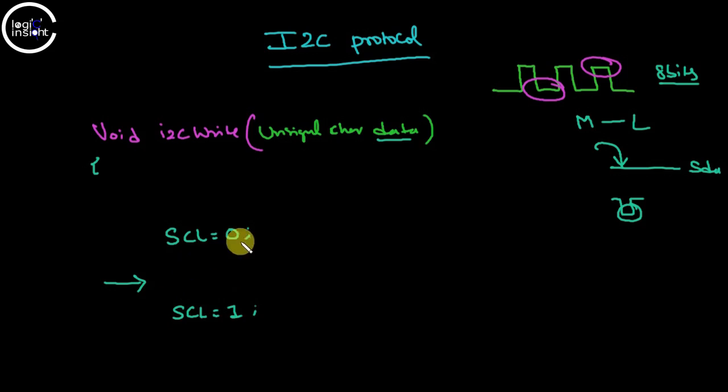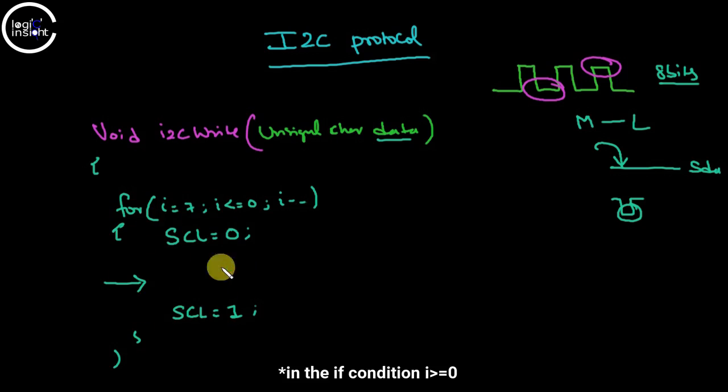This should be done 8 times because the data is of 8 bits, so I'll run a loop from i equal to 7, while i is greater than or equal to 0. This loop runs 8 times, so in 8 iterations we have to send the data bit by bit. That is the actual idea.